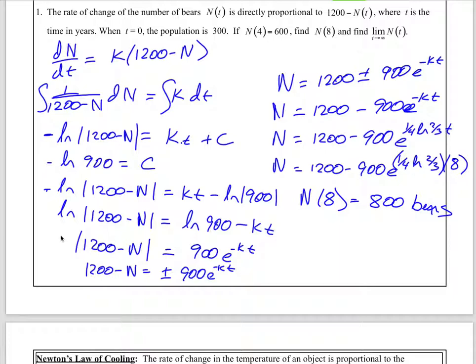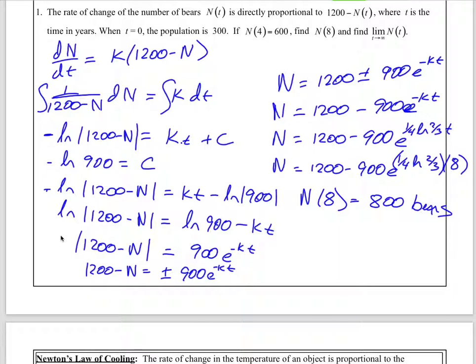Now we need to find the limit. That is correct. What's my limit going to be? 800. 0. Negative 8. 900. 4. 300. 1,000. 0.